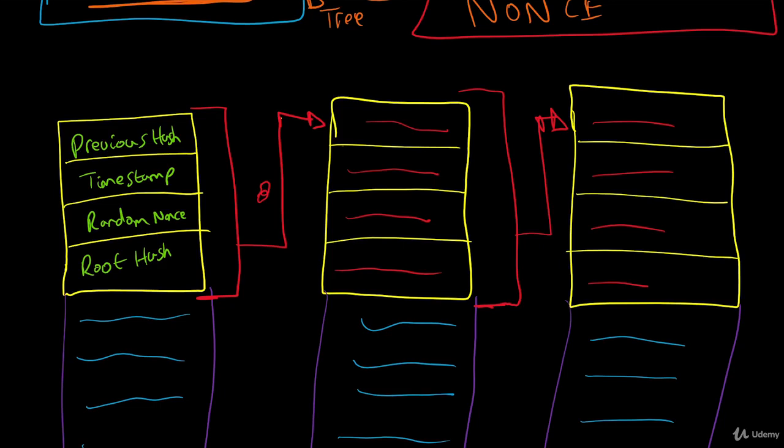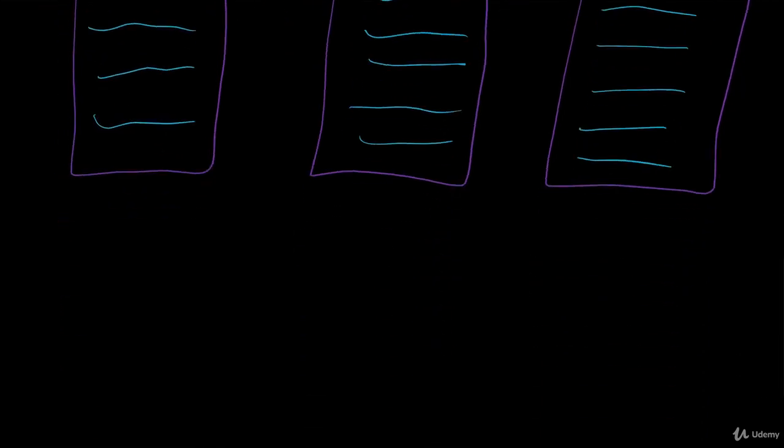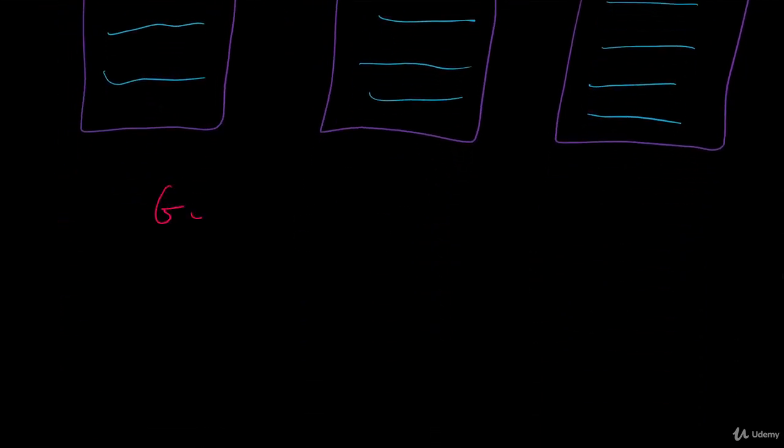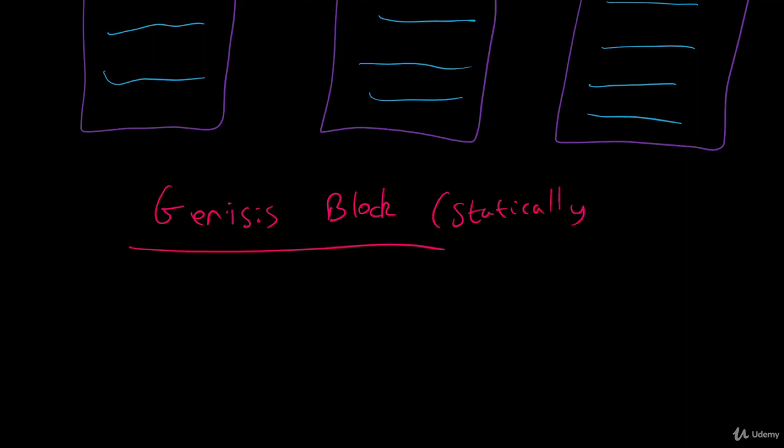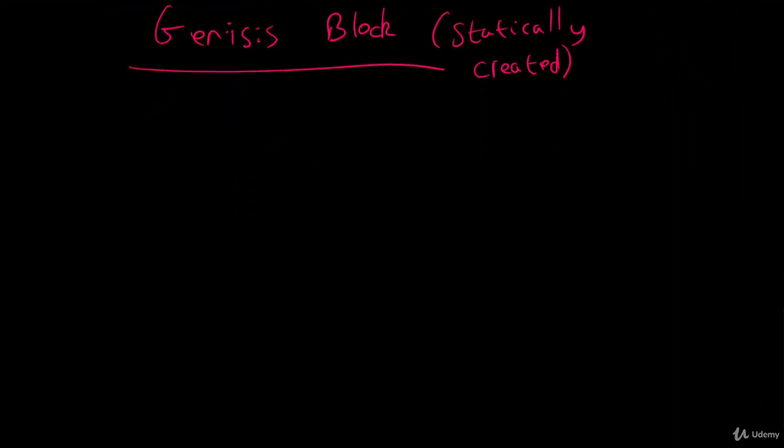You might have one question in your mind, and that is, what about the first block in blockchain? Where does that get its previous hash from? That is called the Genesis block, and this is statically created just as the starting point. This Genesis block sounds so awesome.